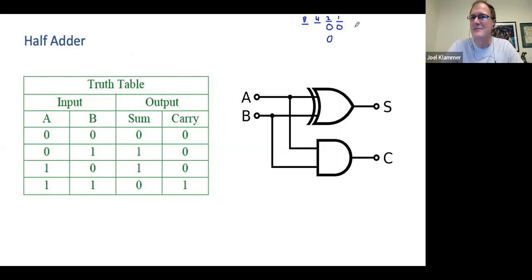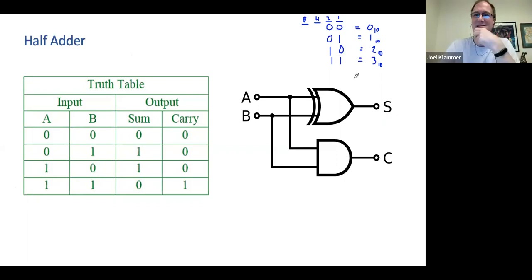So for example, 0, 0 is equal to 0 base 10. 0, 1 is equal to 1 base 10. 1, 0 is equal to 2 base 10. And 1, 1 is equal to 3 base 10. My apologies for my really horrible handwriting here. What does a half adder do?